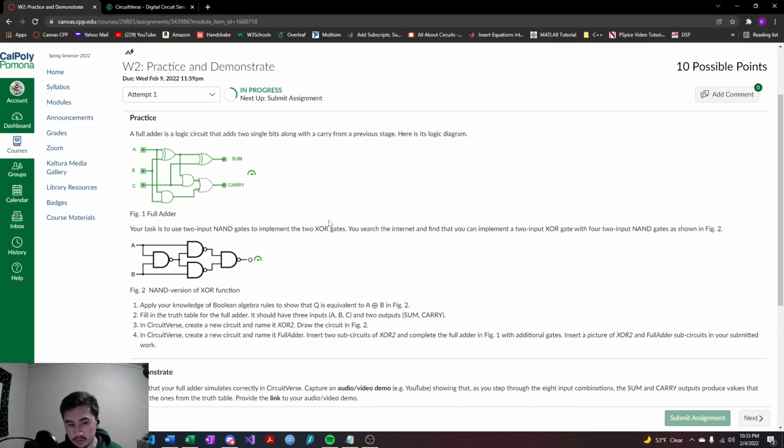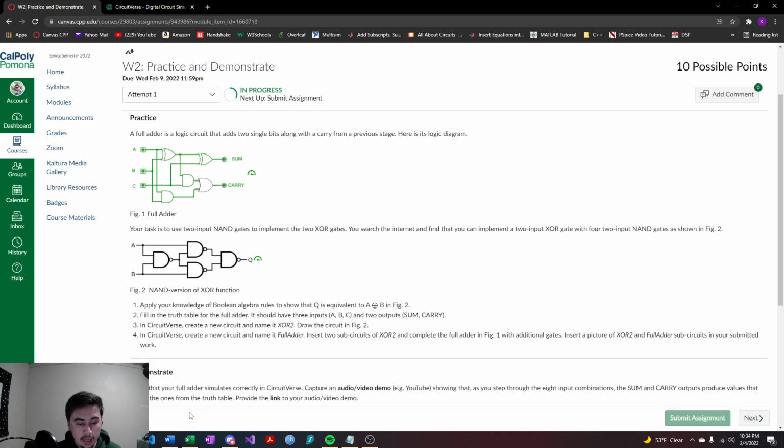But before we can do that, we must first create the XOR gate that's going to be used in this logic circuit using only NAND gates. So we're going to be creating this in CircuitVerse, but before we do that, we're going to be using Boolean algebra rules to demonstrate that Q is actually equivalent to A XOR B as provided here.